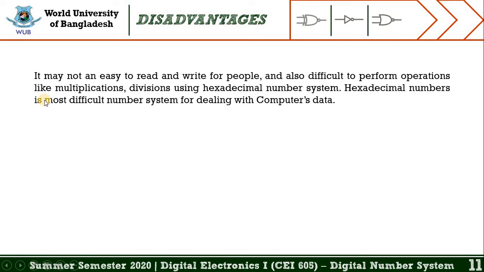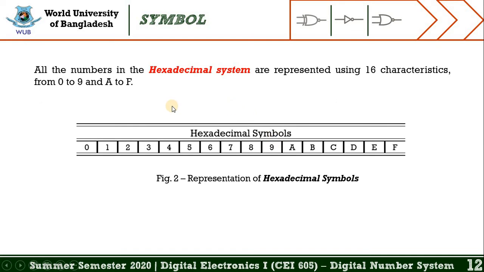From this slide we may learn the disadvantages of the hexadecimal number system. So let's begin. It may not be easy for people to read and write, and it is also difficult to perform operations like multiplication and division using the hexadecimal number system. Hexadecimal is the most difficult number system for dealing with computer data. So let's move into the next slide.